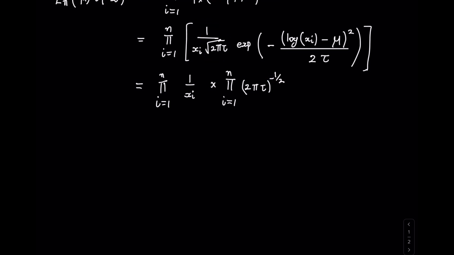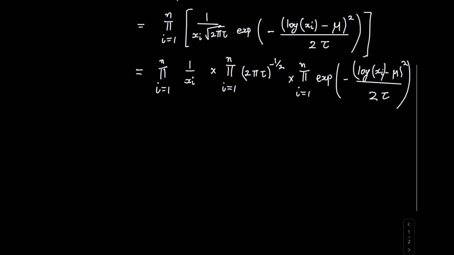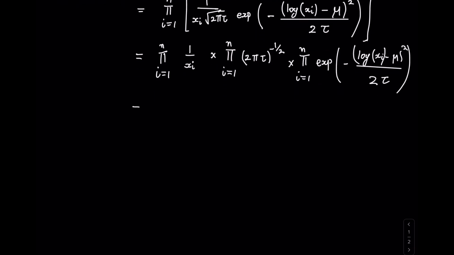And then finally, we have the product from i equals 1 to n of our exponential term, and that can just stay as is, exp of negative (log xi minus mu) all squared over 2 tau, close brackets. Easily accomplished. Now we can do a bit more simplification.